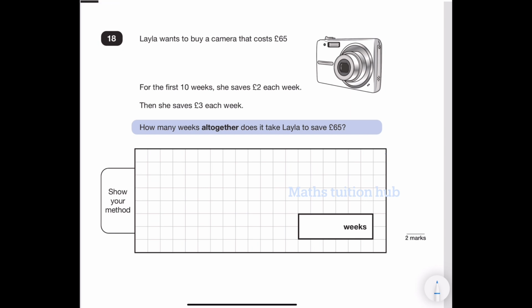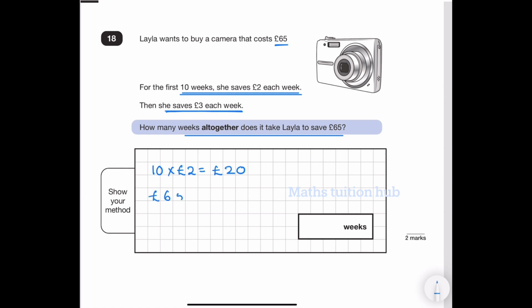Layla wants to buy a camera that costs 65 pounds. For the first 10 weeks, she saves 2 pounds each week, and then she saves 3 pounds each week. How many weeks altogether does it take Layla to save 65 pounds? Okay, the total cost is 65 pounds. But for the first 10 weeks, she saves only 2 pounds. So 10 times 2, that comes to 20 pounds. She saved 20 pounds in the first 10 weeks, and then she saves 3 pounds each week.